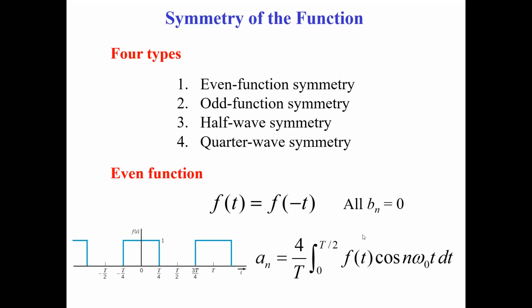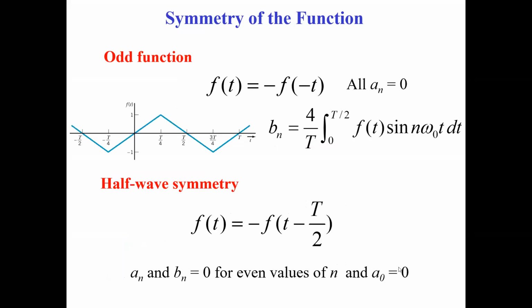So symmetry of the function has four types: even function symmetry, odd function symmetry, half wave symmetry, quarter wave symmetry. So even function: f(t) is equal to f(-t). Here an is equal to 4 by T, integral 0 to T/2 of f(t) cos(n omega naught t) dt. And the odd function would be f(t) is equal to minus f(-t), and an is equal to 0. That is the equation. Half wave symmetry, that is the half wave symmetry equation.